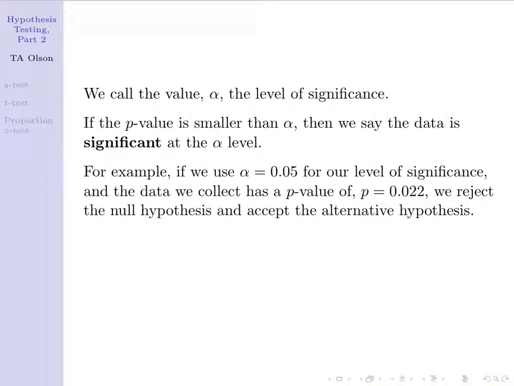For example, let's say we use an alpha of 0.05. Remember, that was the thing we had used for unusual before. If our probability was less than that, then the data was unusual. If it was greater than that, then it was not unusual. So alpha of 0.05 is actually pretty common in the literature. Right? So alpha 0.05 is our level of significance.